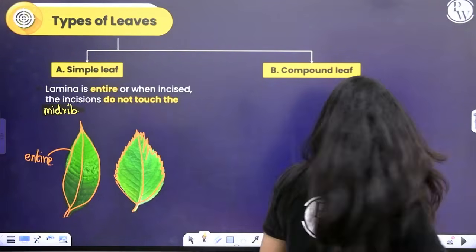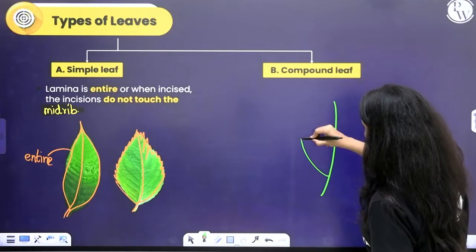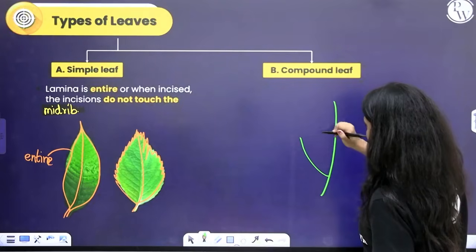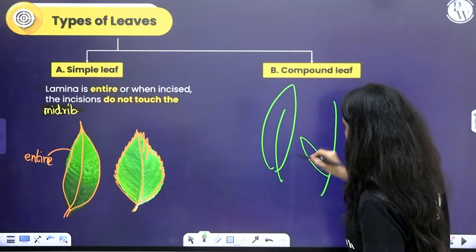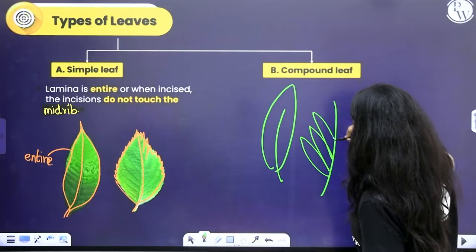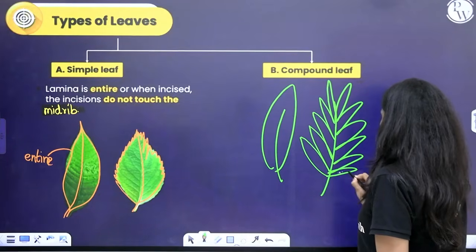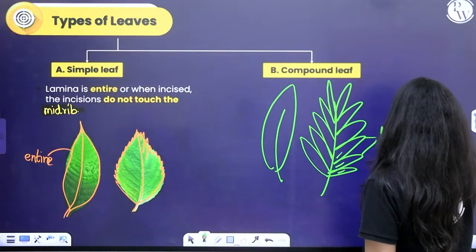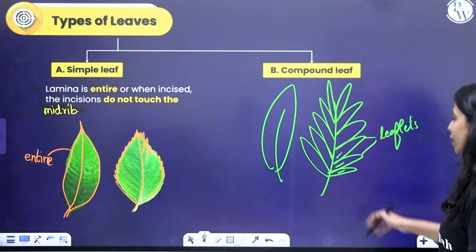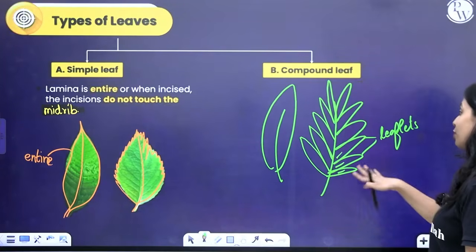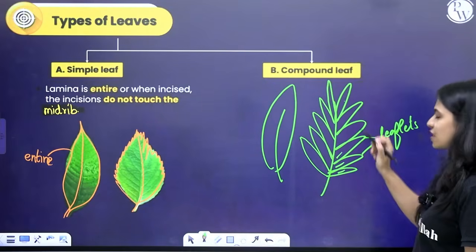Compound leaf, what happens is, if this is the leaf, the lamina is not entire, incision is there 100%. The incisions are so deep that if this was the leaf, it will be so deep that it has divided the whole leaf into many tiny parts called the leaflets. In such case, we call it a compound leaf. Now, if you look at a compound leaf, how will you know if this entirely is one leaf or each one of these is a leaf? Is this a leaflet? How do you know?